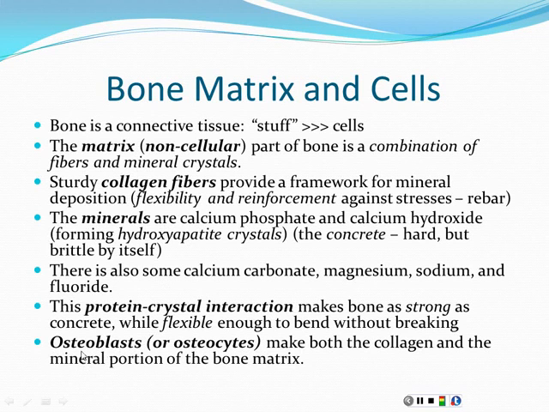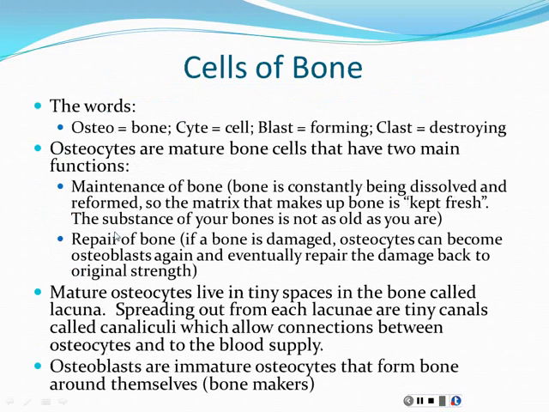So the cells responsible for creating both the collagen fibers and this crystalline component are osteoblasts and osteocytes. And we're going to talk about the different cells here in just a minute, but just for now, these two cells are what create the matrix of the bone, so the collagen fibers and the minerals. So the easiest way, I think, to remember the cells that are found in bone is to look at the roots of the words and then go from there.